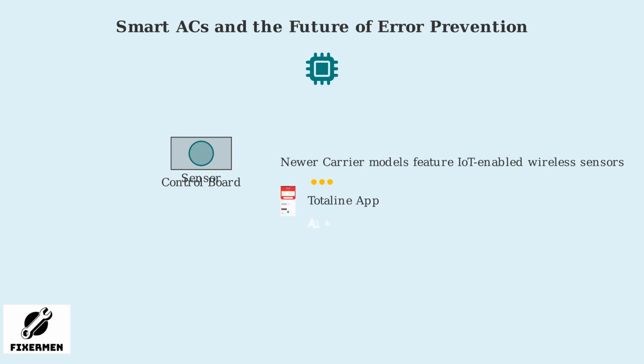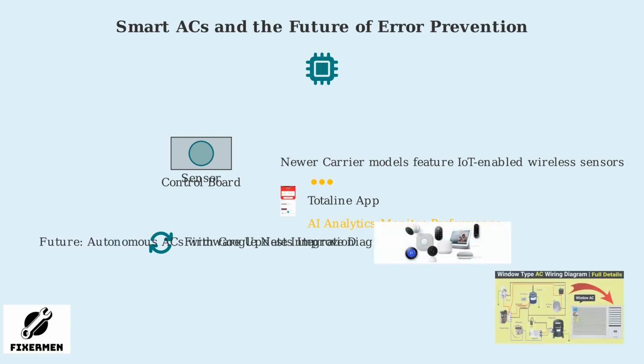The Totaline app uses AI analytics to monitor sensor performance and alert users to potential problems. Firmware updates improve error reporting and diagnostic capabilities, leading to more reliable AC units and reduced downtime. In the future, autonomous ACs may heal sensors themselves, integrating with home automation like Google Nest.